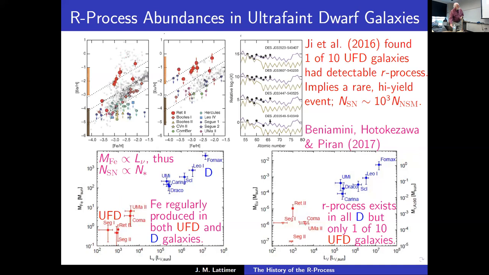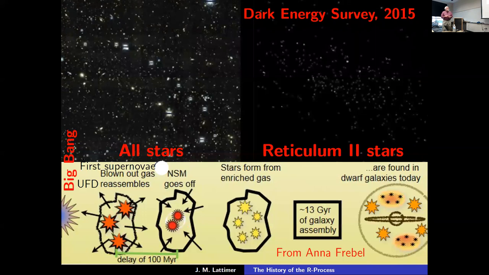See if I have a picture. So here's Reticulum 2. It's an ultra-faint dwarf galaxy. Here's the field where it exists, but it can only be identified by finding the few stars in this field that are moving as a collection, with different proper motions than the rest of the stars, and moving together. So when you remove the rest of the stars, you can see the ultra-faint dwarf galaxy in the background.